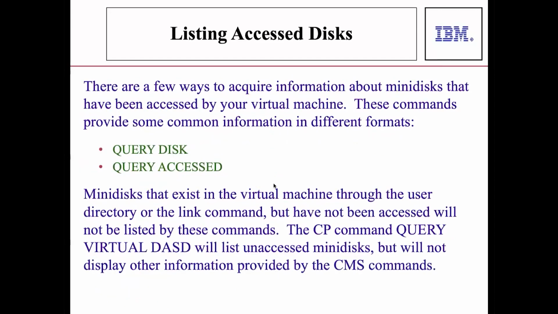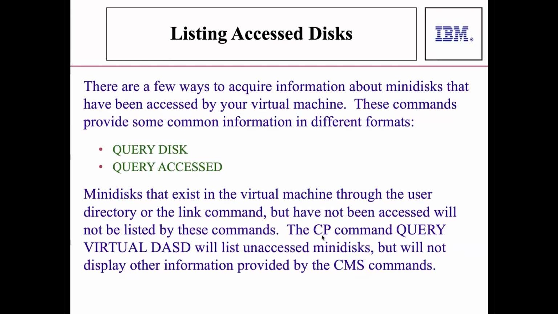So there's a few ways, more than one way actually, to find out what disks you have accessed. I talked about the access command. They give you some information in different forms. So there's query disk and query accessed. Query disk is the one we had originally, but now we also have query accessed. This is showing you what's accessed. You may have more minidisks in your virtual machine definition than you have accessed. Maybe you linked things and haven't accessed them, or you got rid of them, or they were just part of your virtual machine definition and nothing ever accessed them.